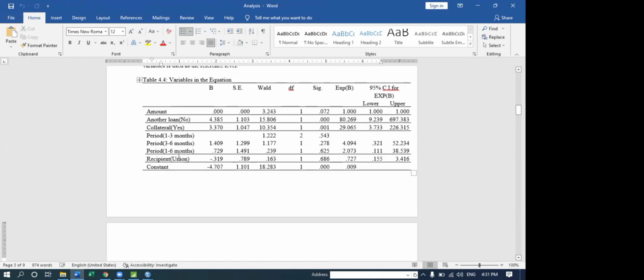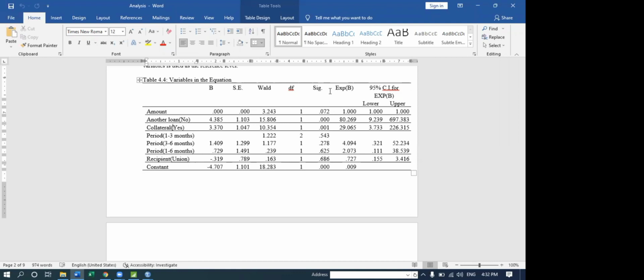The next variable I interpreted is collateral. If you want to interpret this, first of all, let's interpret it based on odds. When we want to interpret based on odds, it means you will use it the way it is. So you will compare yes against no. Listen carefully how I will interpret it before we read what is there. So you compare yes against no.